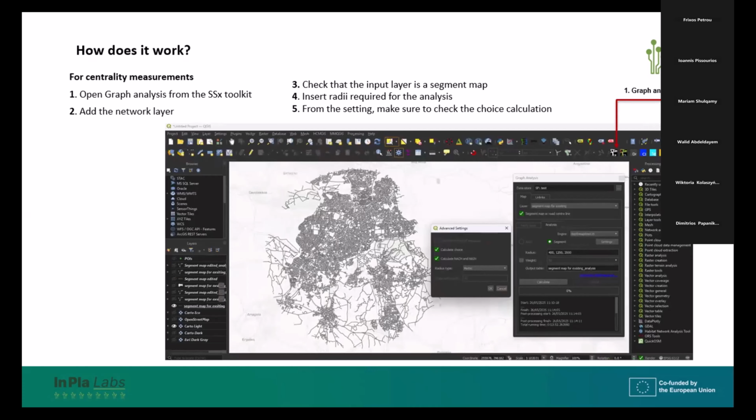From here, we start with the graph analysis, and here we put the network layer, and we check also that it is a segment map or a road center line. If you check this, it means that you are telling the toolkit that this street network is ready to analyze. It doesn't need any further editing, so you can do the analysis directly. And here you insert the radii. And from settings, you can choose the choice and the normalization types.